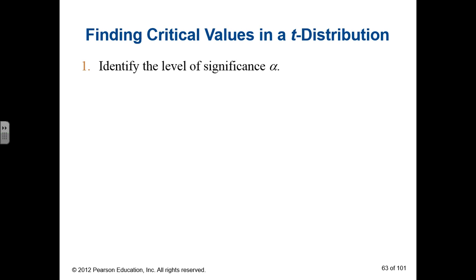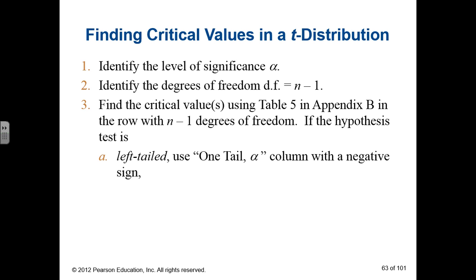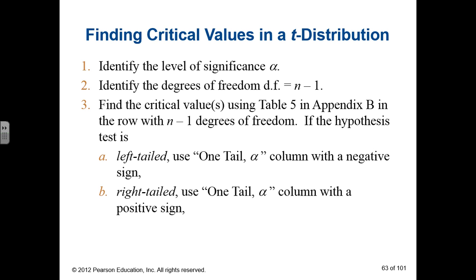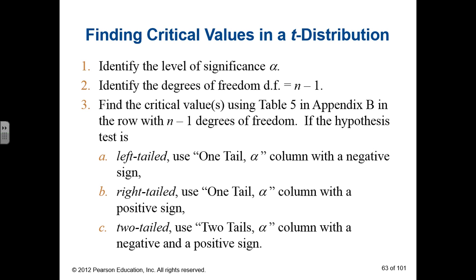So the first thing you need to do is identify the level of significance. From that, then you identify the degrees of freedom. Then you use table 5, which is your t-distribution table, and find the row with n-1 degrees of freedom. If the test is a left-tailed test, then we use the column, but we change the number and put a negative sign with it. If it's a right-tailed test, we use the number in the column with a positive sign, and if it's a two-tailed test, we use both the negative and positive sign.